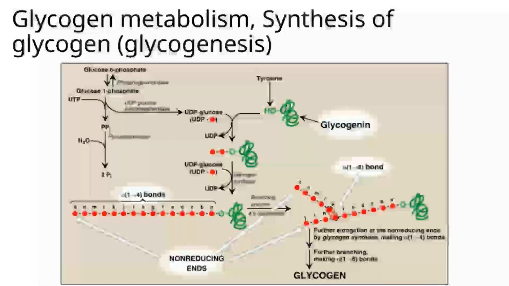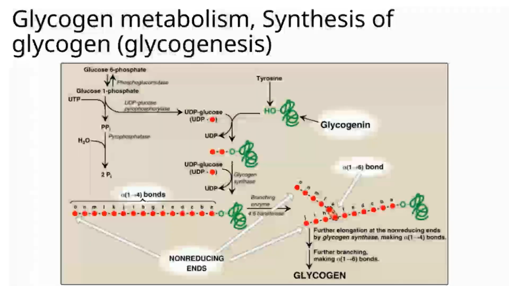When there's an excess of glucose in the bloodstream, the body converts it into glycogen for future use. The process begins with glucose entering the cell, where it's phosphorylated to form glucose 6-phosphate. This molecule is then transformed into glucose 1-phosphate, which is a key precursor for glycogen synthesis.